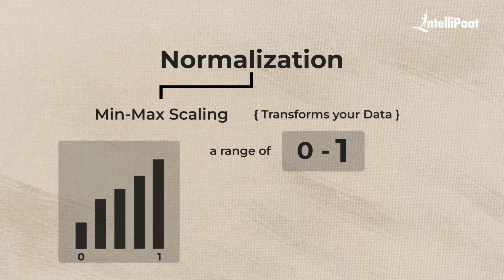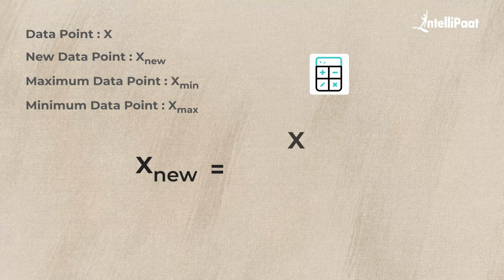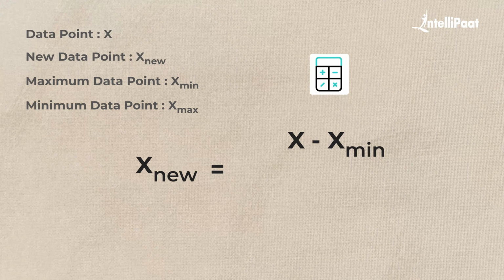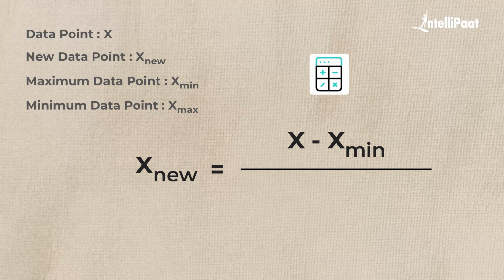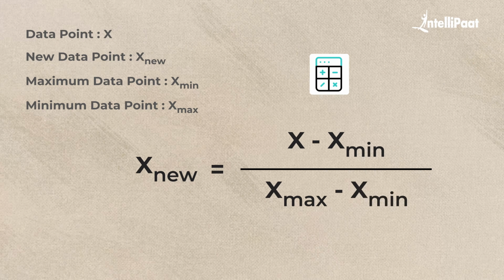So let's see how it works. You take a data point, let's call it x, subtract the minimum value of your dataset and then divide by the range, which is basically the difference between the maximum value and the minimum value. And voila, you've got your normalized value. This is super handy when your dataset doesn't have any outliers. It makes everything nice and neat, ready for your machine learning models to work on.